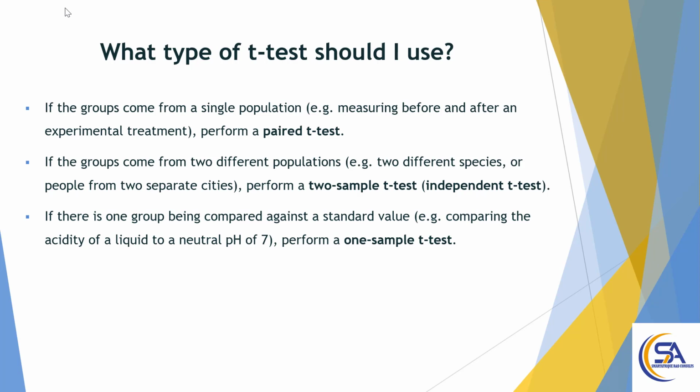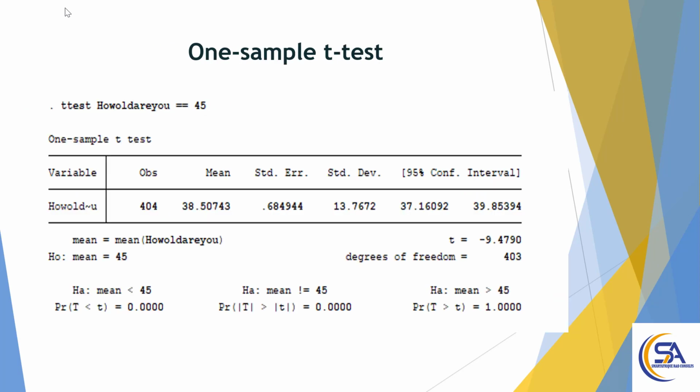Now, finally, if you have one group, meaning you want to compare the value with a standard value, like comparing the acidity of a liquid to a neutral pH of 7, you perform a one sample T-test. Now, these are the three types of T-tests. So this will guide you to know which one to do per time.